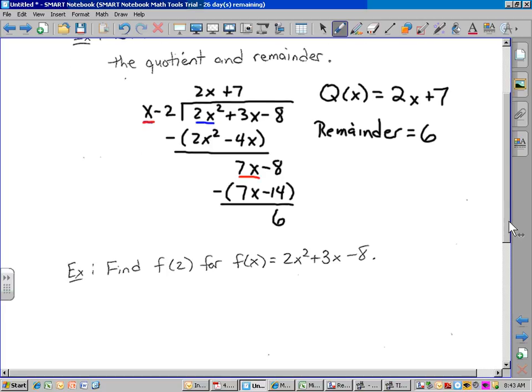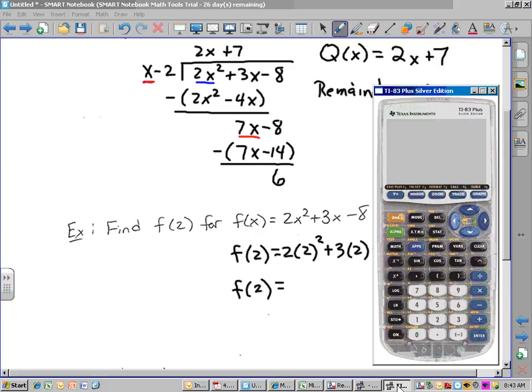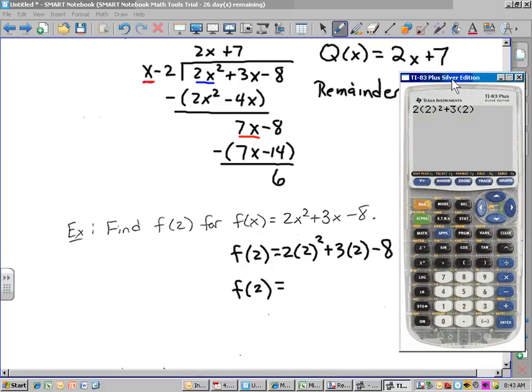Now let's take a look at the second example. Find f of 2 for f of x equal to 2x squared plus 3x minus 8. Okay, so we're just going to substitute 2 in for x. So everywhere you see an x, we're going to put a 2. Okay, we can put this into the calculator. 2 times 2 squared plus 3 times 2 minus 8. And we get 6.